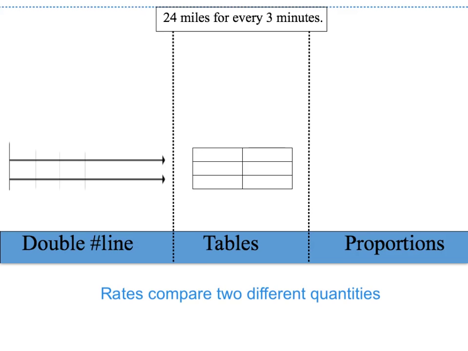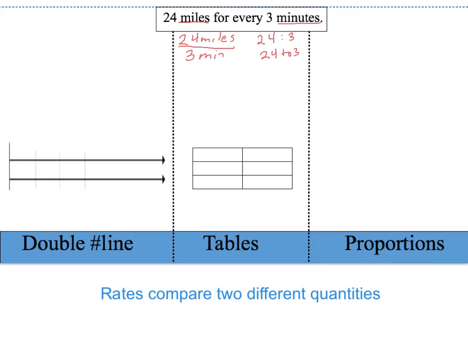So let's refer to the example at the top of this slide. It says 24 miles for every 3 minutes. Once again, we know that's a rate because we're comparing two different quantities. Miles is one quantity, and minutes are another quantity. So we can write it like this: 24 miles per every 3 minutes. So that would be the fraction form. You can also write it as 24 colon 3 or 24 to 3. So those are different ways to write that rate.